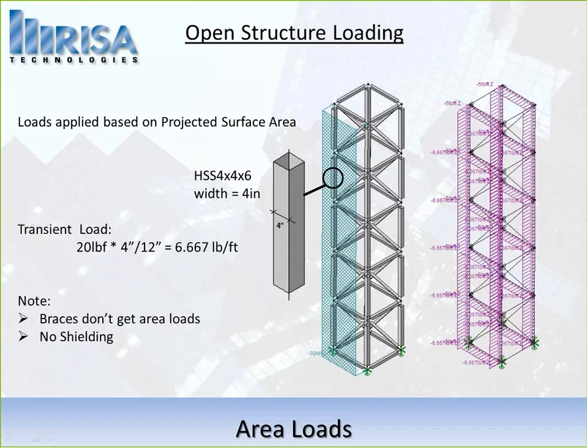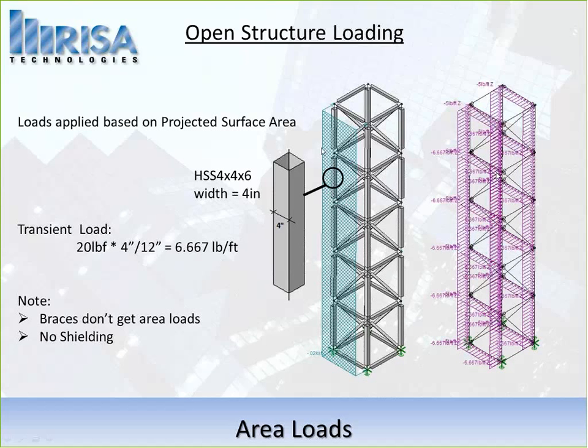So right here on this right, we see the columns get wind as we blow wind through this open structure type format. These braces do not get it. The beams as well get it. So we see at that point, this is 6 pounds per running foot, which is the number I calculated.